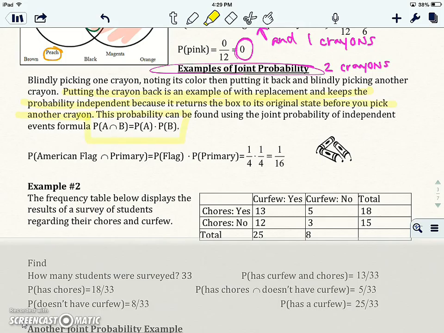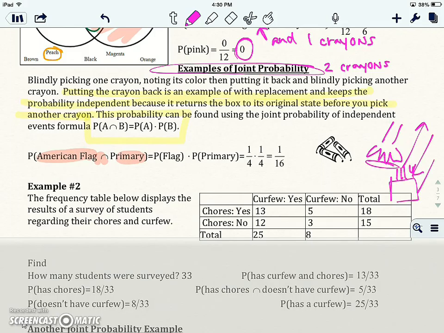Okay? So, for example, probability of getting an American flag color and a primary color. We always think about it as reaching in, picking a color, putting it back, reaching in and picking another color. In this case, you can't reach in with one hand and pick 2 crayons out at the same time. That would be without replacement. You have to get your crayon, record the color, put the crayon back in the box, and then reach in and pick out another one.